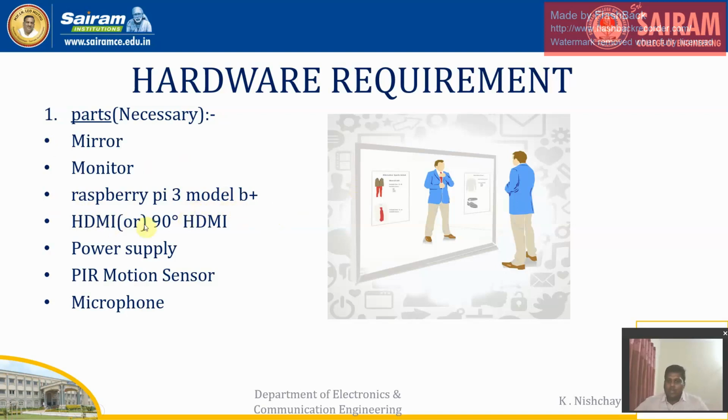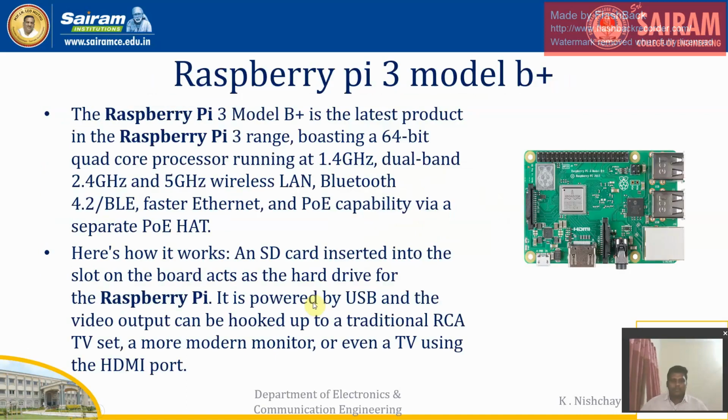I'll tell you which program it requires, which type of program is stored in the SD card of the Raspberry Pi 3B model. If you are using a Raspberry Pi 3B model, an SD card is compulsory, around 16 GB. You also need an HDMI cable, a power supply, and a monitor sensor like a PIR, so that when the person comes in front of the mirror, the mirror senses the person and starts to display the date and time on the screen. Microphones are used to interact with the person.